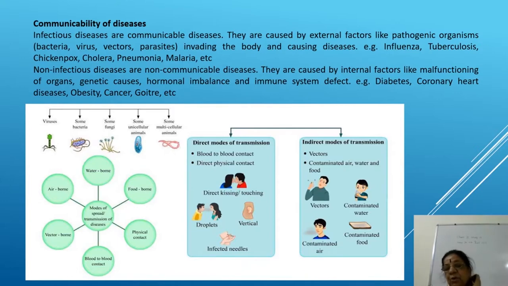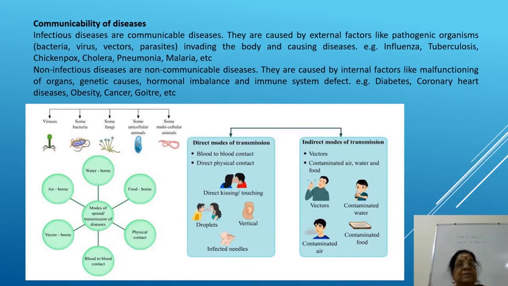Then the indirect mode of transmission is through vectors, contaminated air and water, and food. Vectors are also called carriers, carrying the diseases. With contaminated water, a person drinks uncleaned water with worms or germs in it. The same way with contaminated food. So these two figures represent direct and indirect modes of transmission. So what is given?